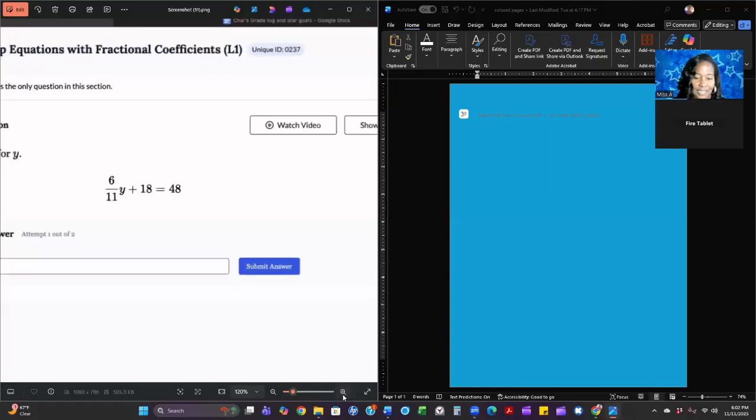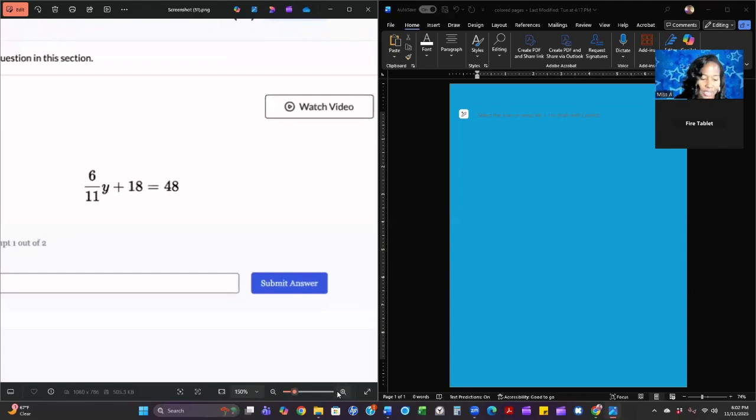Here we go on the right-hand side. So this student needs to solve. Once again, we're solving this equation to find out the value of the variable. So the equation here: 6/11 y plus 18 equals 48. I'm going to rewrite that problem on the right-hand side of the screen so we can see it step by step. 6/11 y plus 18 equals 48. So what we're trying to do is figure out what that value of y is.